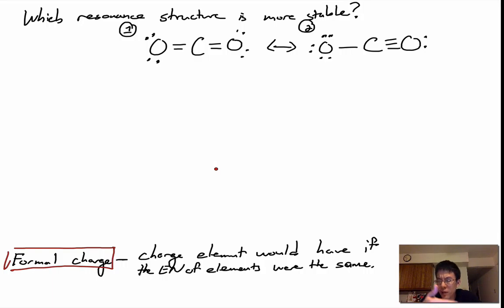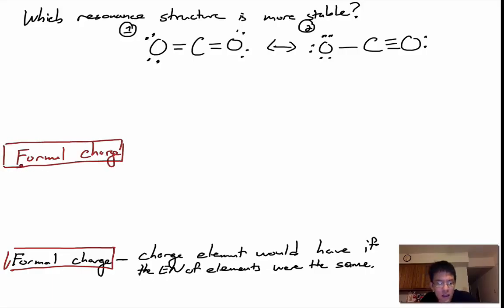Okay, but let's see how this plays out, because this formal charge is going to really help us determine which of these resonance structures is better. So when I'm calculating which one is more stable, I want to calculate the formal charge. This is what I'm trying to calculate: the formal charge of each of my elements. Now to get that formal charge, I'm going to need to know two things. The first is the valence electrons of the element. So how many valence electrons does that element have?